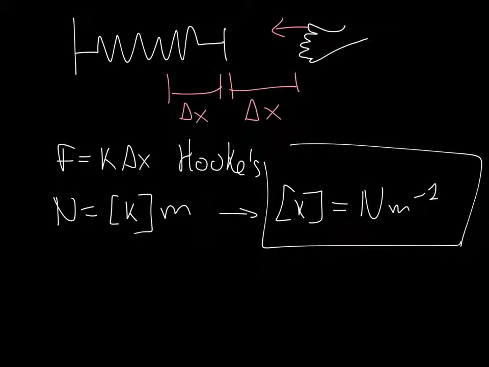Later on we will see that there's actually a minus sign here, and this minus sign corresponds to the fact that the force is always against whatever you're doing to the spring. But this is now not important. In magnitude, or like how big the force is, it's just k times the increment of x.